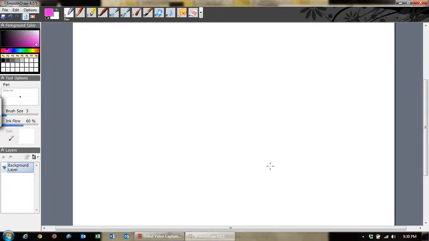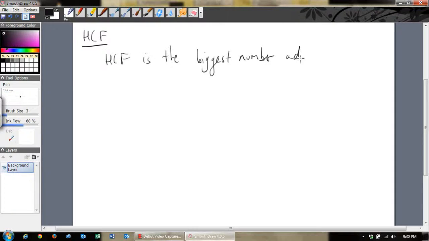Okay, so before we start trying to do proper factorisations, let's just remind ourselves what the highest common factor means. The highest common factor is the biggest number and pronumerals that go into all terms. It's the biggest number and pronumerals that go into all terms. Okay, so what we should just do is look at some examples.